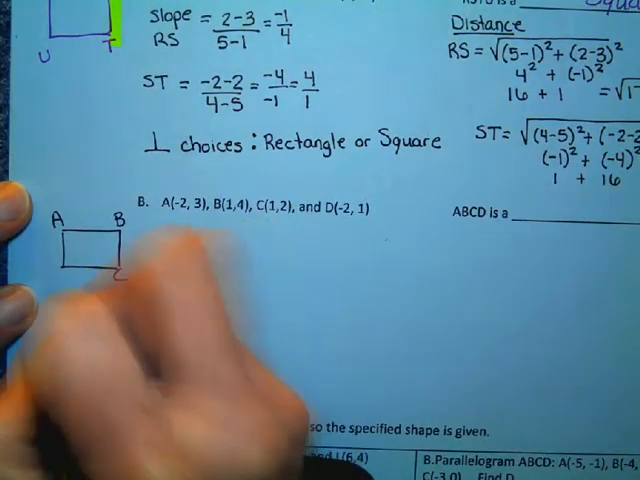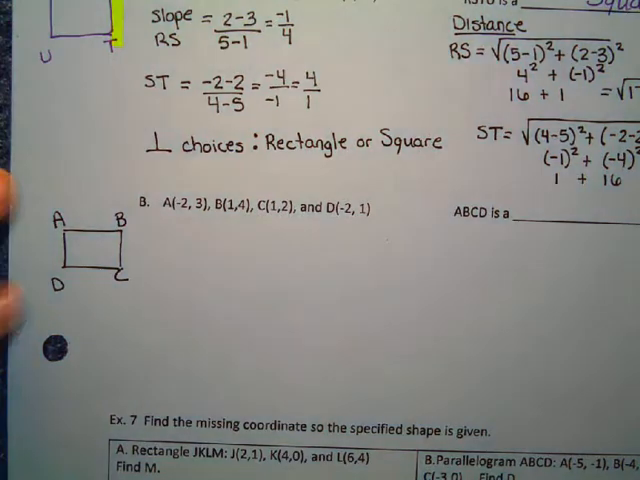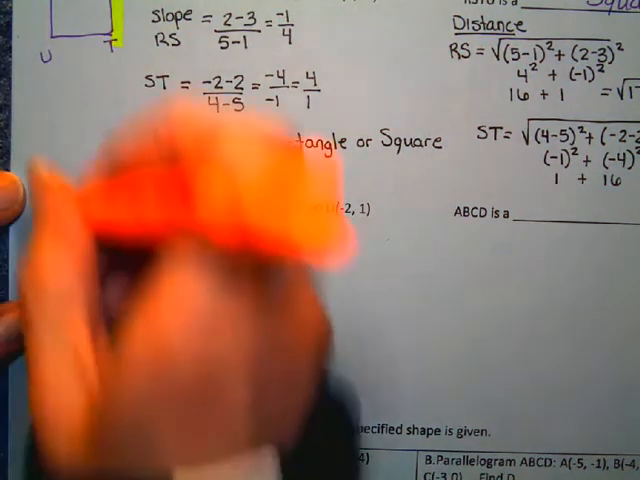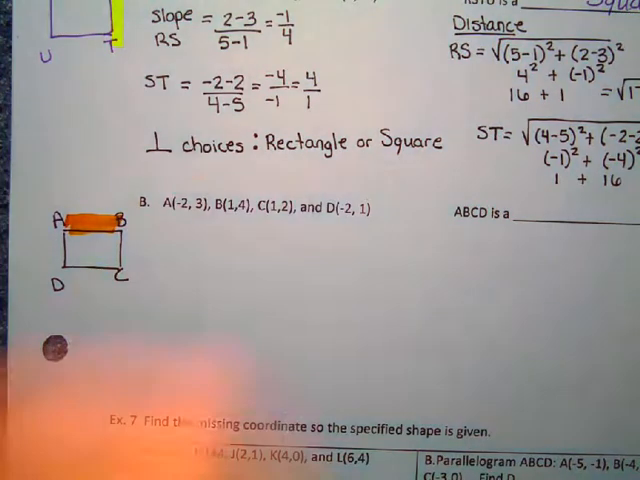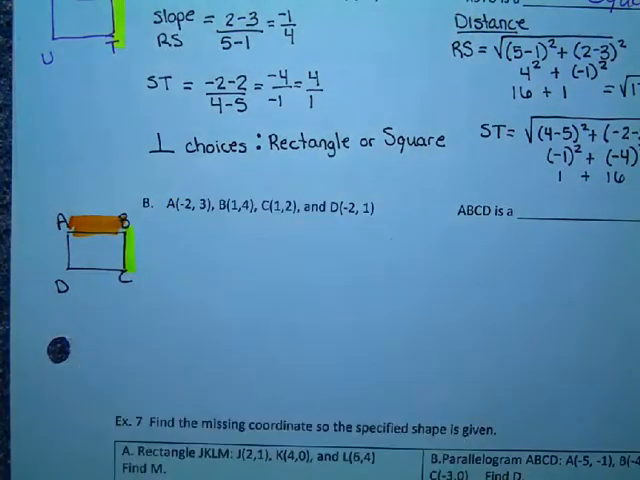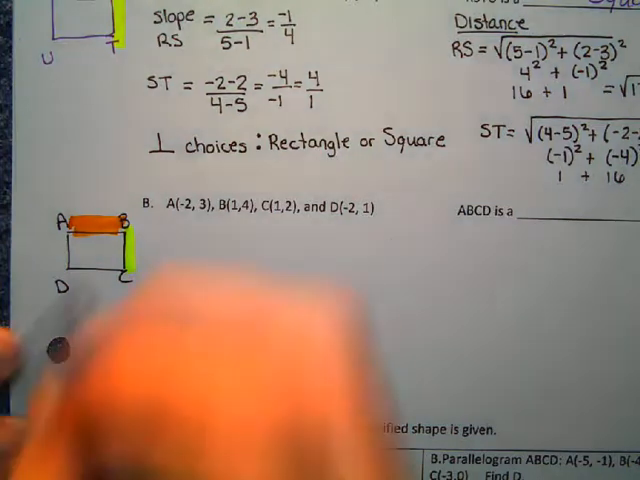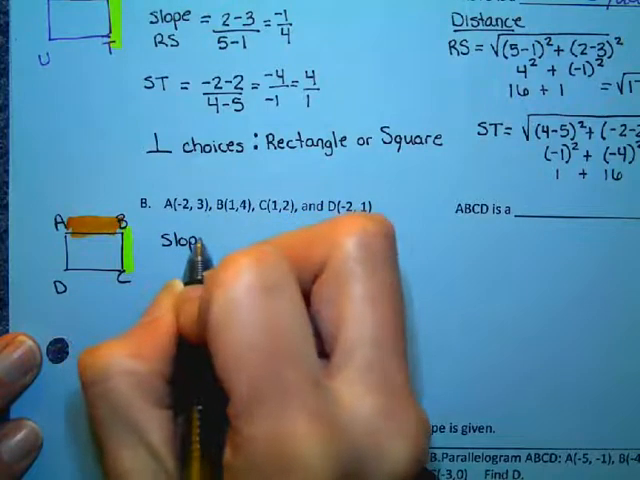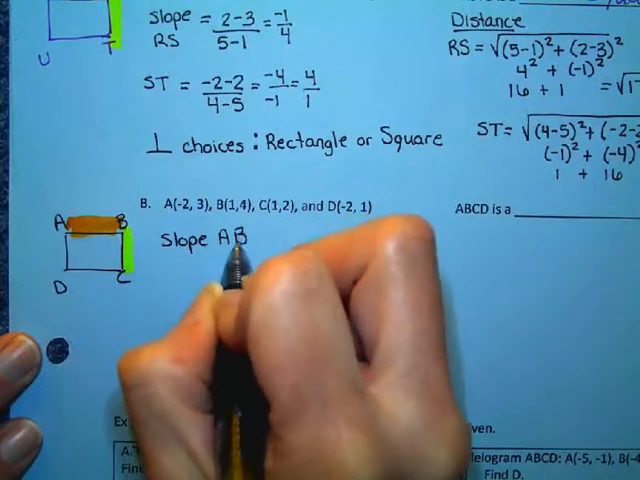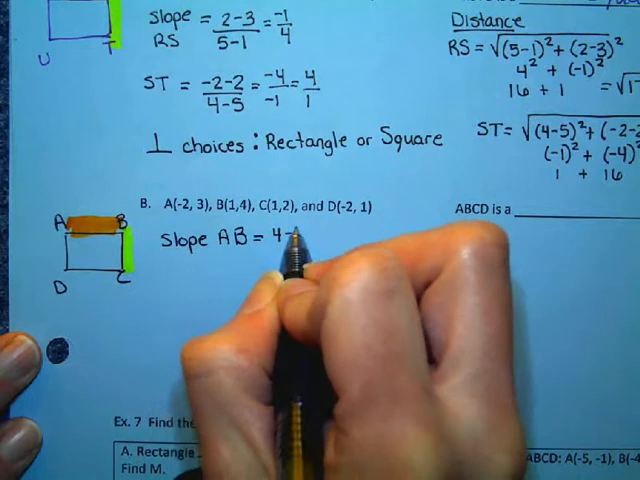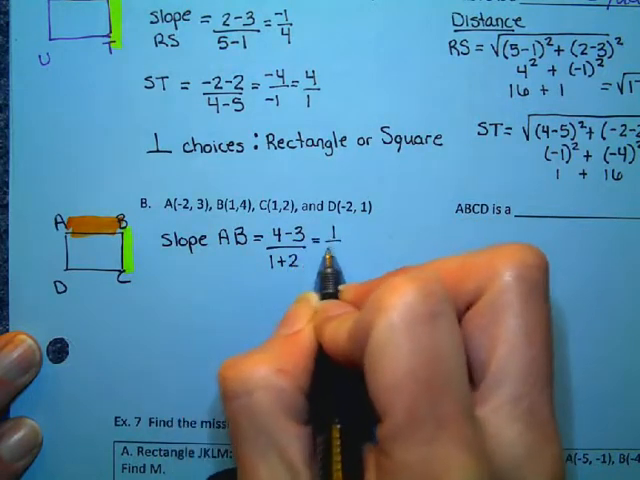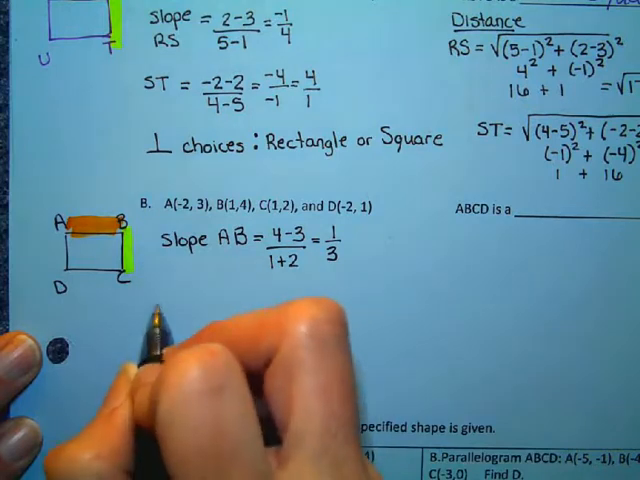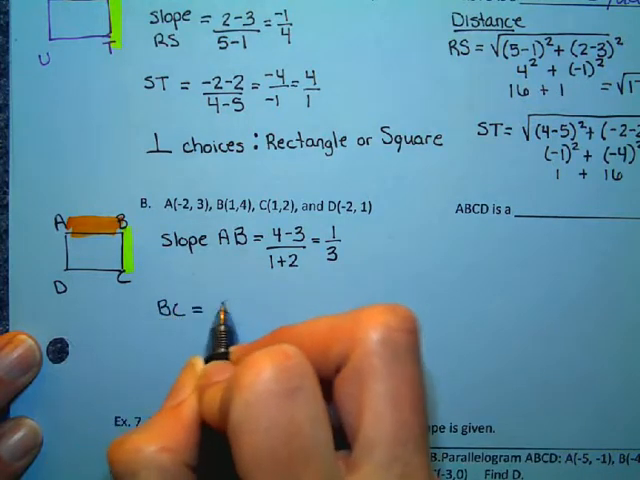So I'm going to use the sides of AB for this one, a little big with my coloring there, and BC. So we're going to start with slopes. Slope of AB, you subtract y's on top over x's. And I find the slope of BC, y's on top over x's.